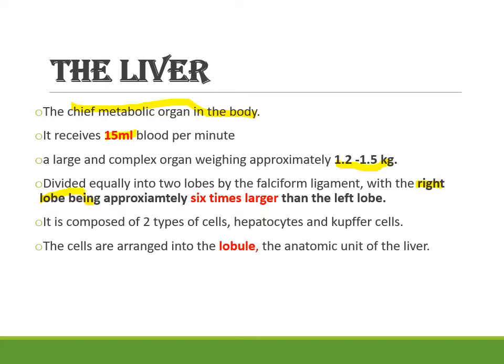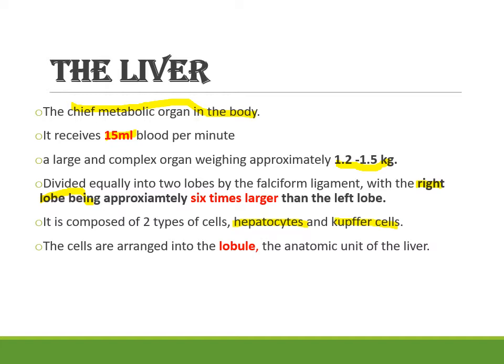We have the hepatocytes, and we also have the Kupffer cells. The hepatocytes perform major functions and are associated with the regenerative process of the liver. On the other hand, the Kupffer cells are your macrophages, which act as active phagocytes capable of engulfing bacteria, debris, and toxins.